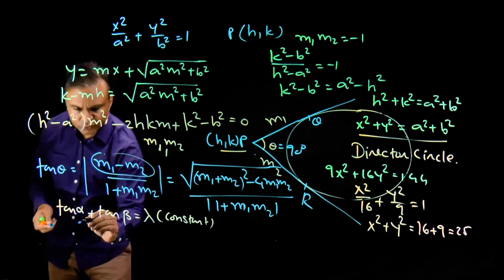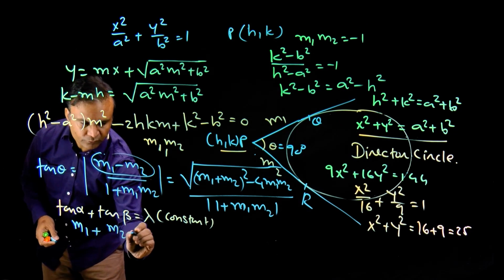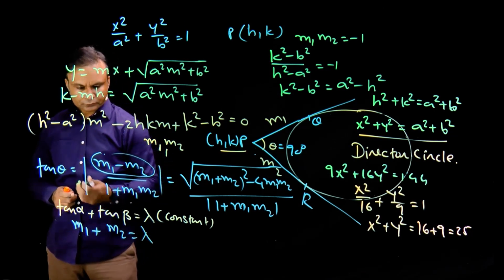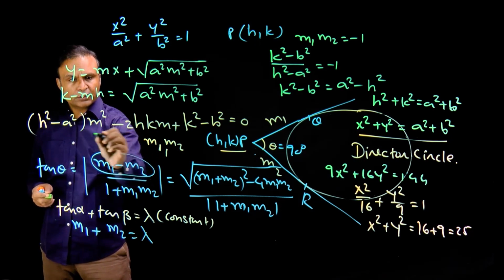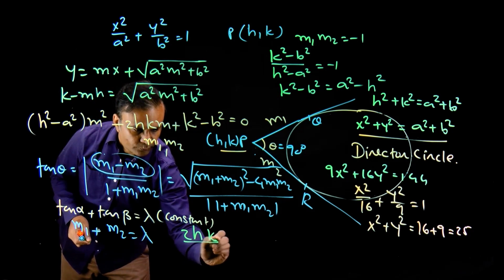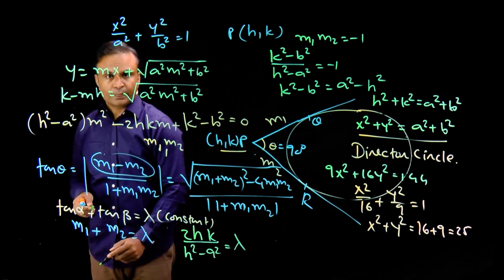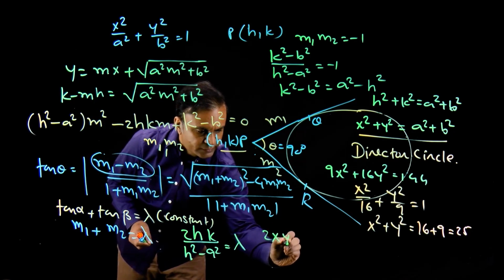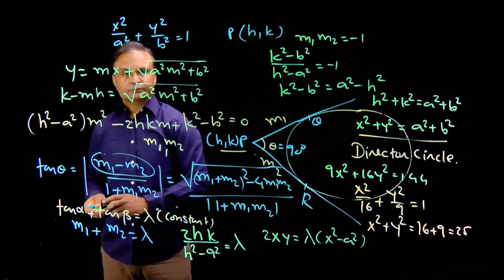Now tan alpha is actually slope of one tangent, tan beta is slope of other tangent. So we have m1 plus m2 is equal to lambda. How do we get the equation of locus? Now m1 plus m2 is sum of roots in this equation, which is equal to 2hk upon h square minus a square is equal to lambda. Okay, so if I replace h and k by x and y, I have locus 2xy is equal to lambda times x square minus a square.